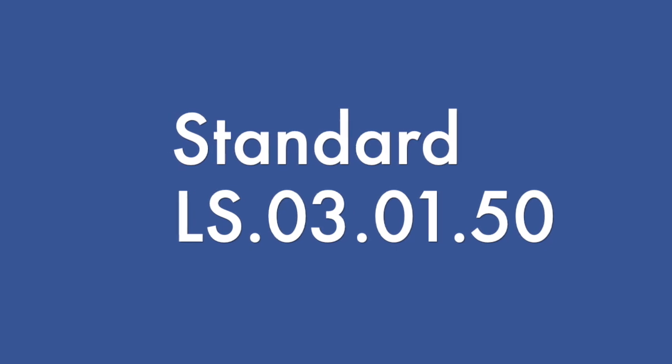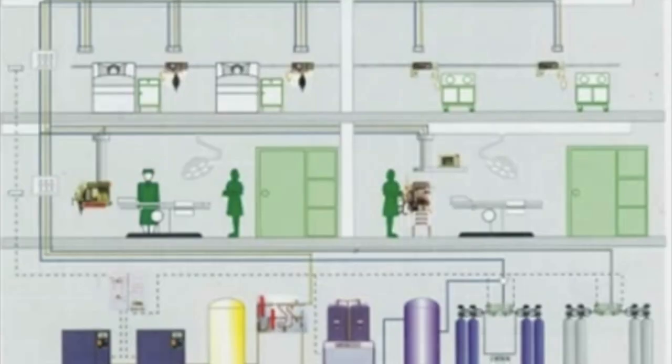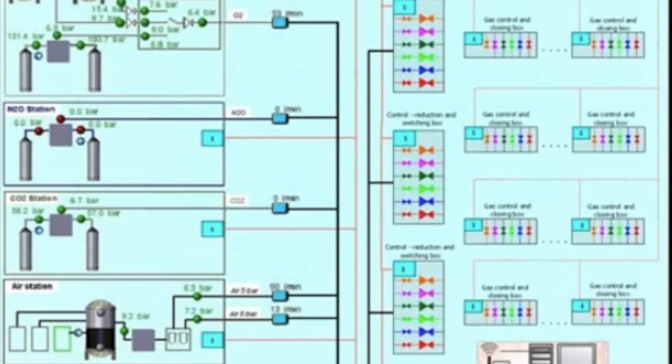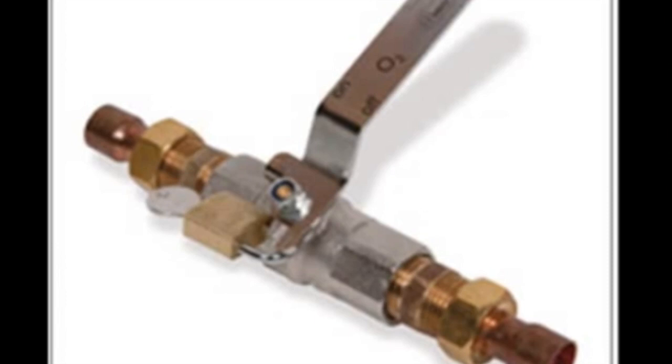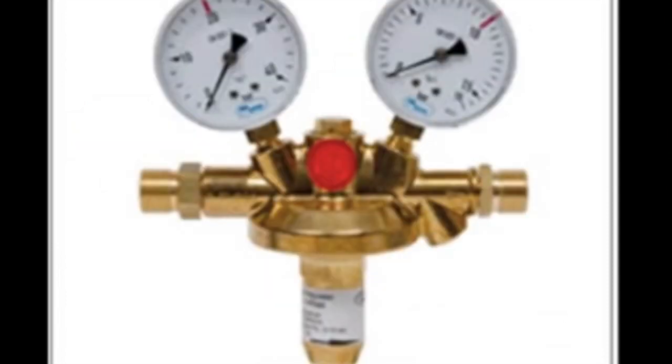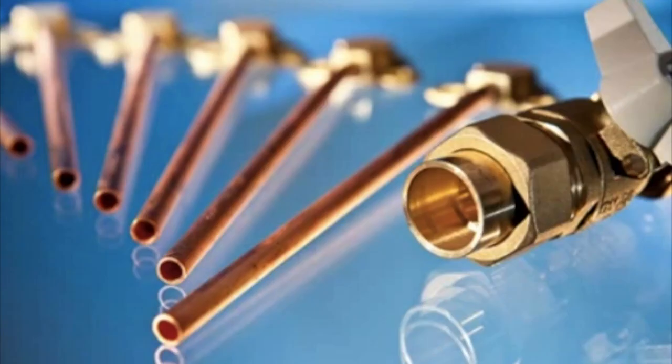Standard LS 03.01.50. The hospital provides and maintains building services to protect individuals from hazards of fire and smoke. The equipment of gas-related piping has to comply with the National Fuel Gas Code and NFPA. There must not be any threatening hazards around the gas piping. Heating, ventilation, and air conditioning must comply with code. Any heating device other than a central heating plant must be installed correctly.